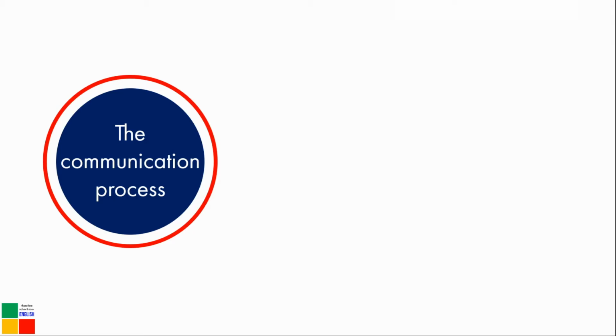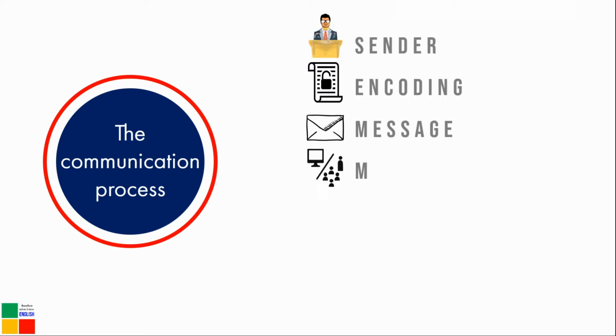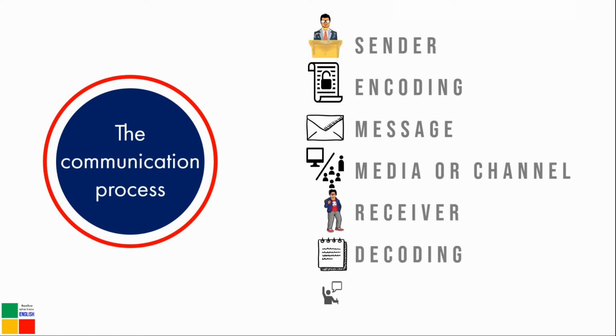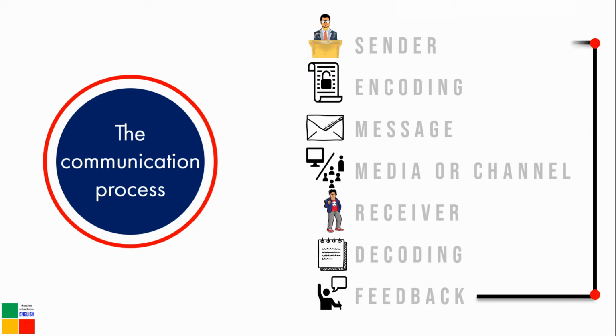We know that communication is a two-way process. In the previous video, we have learned about communication, its meaning, and its different types. In this video, I am going to discuss different components or elements in any communication process. The main components are sender, encoding, message, media or channel, receiver, decoding, and feedback to the sender, and the process is carried out in a cyclic order.